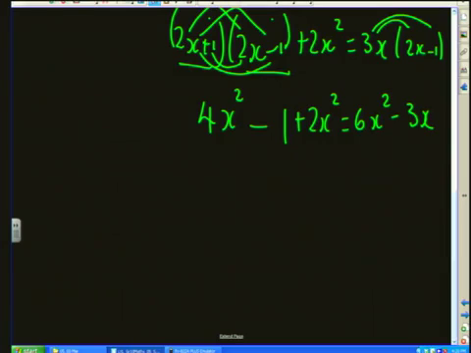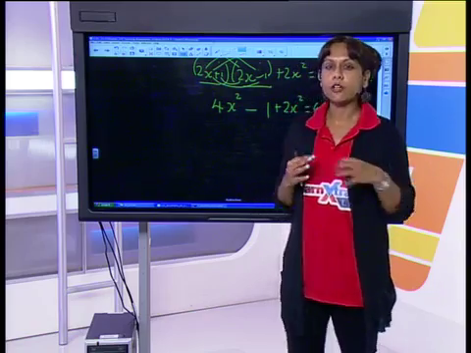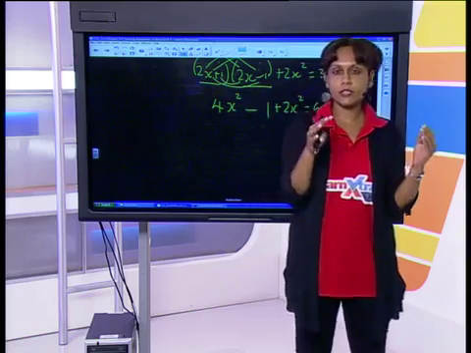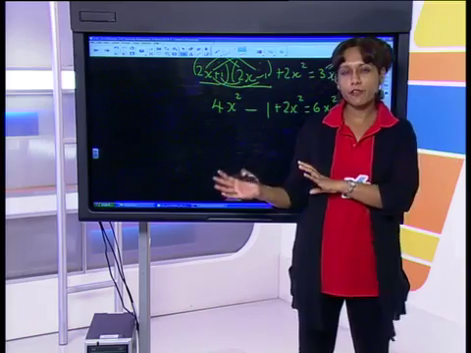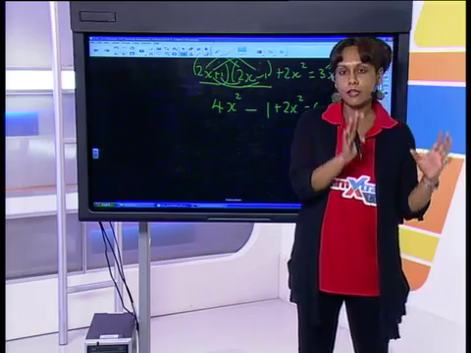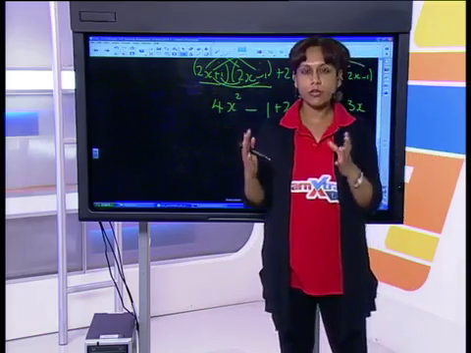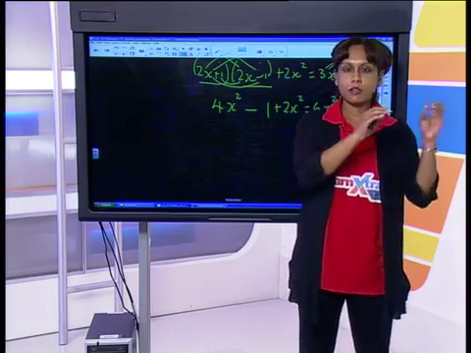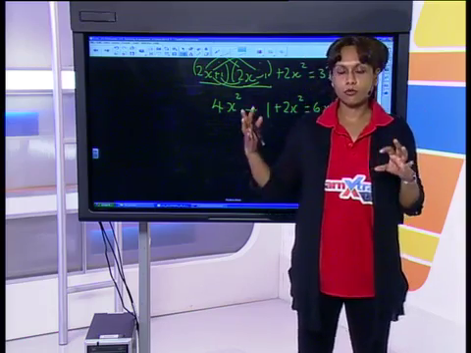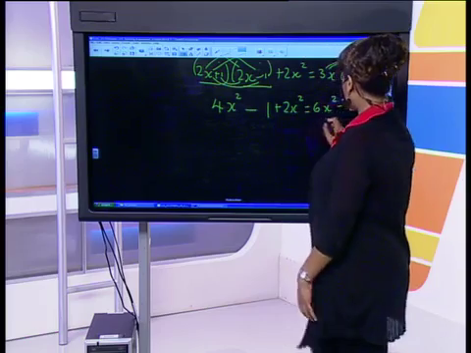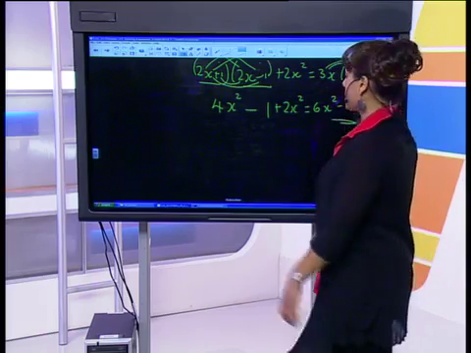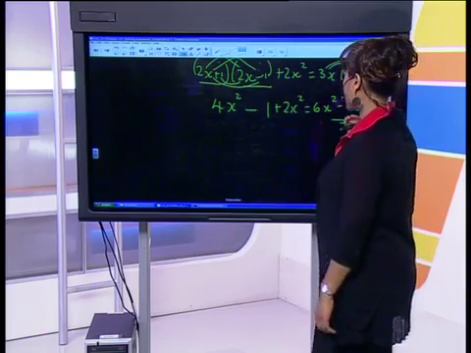Okay, now remember when I showed you guys how you get your standard form of a quadratic equation, it has to be everything on the left hand side is equal to 0. So you want to get it in the form ax squared plus bx plus c is equal to 0. So in other words, we don't want anything on the right hand side. We need to pull everything over to the left hand side.